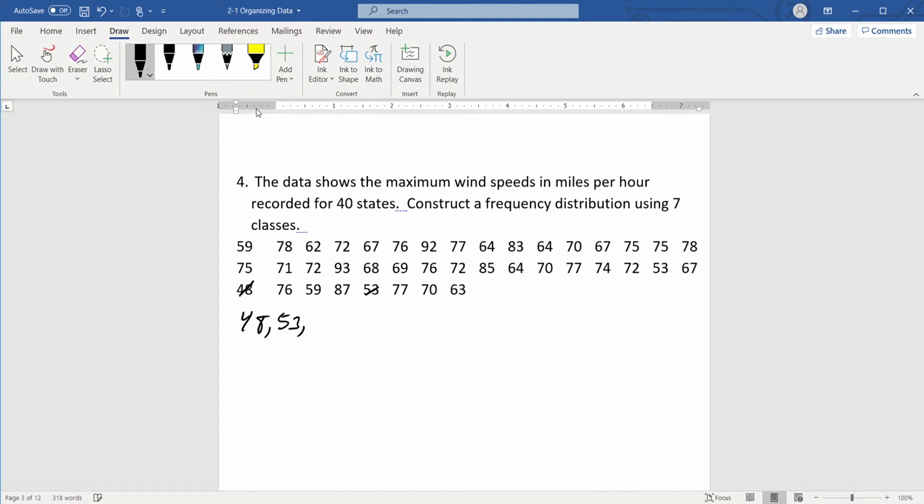And you have another 53. The next you have is a 59. Another 59. And this is why I said it will help if you literally cross these out so you can differentiate which of the 59s you have written down so far. Next we have a 62.